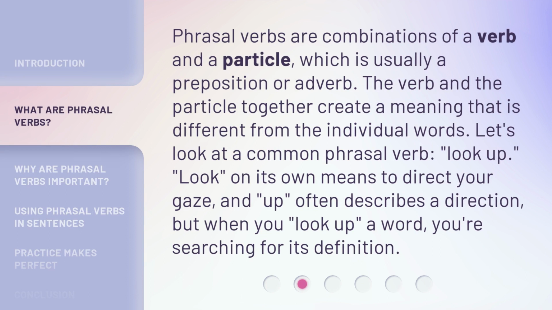Phrasal verbs are combinations of a verb and a particle, which is usually a preposition or adverb. The verb and the particle together create a meaning that is different from the individual words. Let's look at a common phrasal verb. Look up. Look, on its own, means to direct your gaze, and up often describes a direction, but when you look up a word, you're searching for its definition.